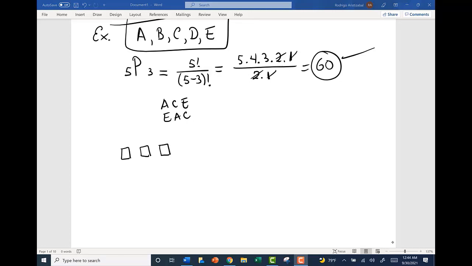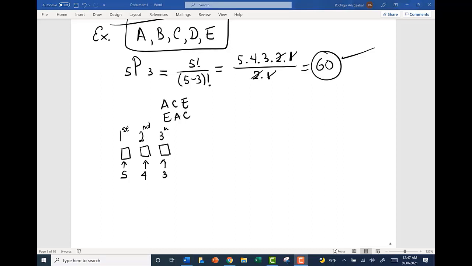Let's verify it. We want to select 3 letters but order matters: the first selection, the second selection, and the third selection. We have 5 different letters. We are going to select 3 letters without replacement. If we have 5 letters, in how many ways can we fill the first position? Obviously 5 different ways. In how many ways can we fill the second position without replacement? We took already 1, then we have 4 letters to fill the second position. Having taken 2 from these 5 letters, we have 3 letters to fill the third position.